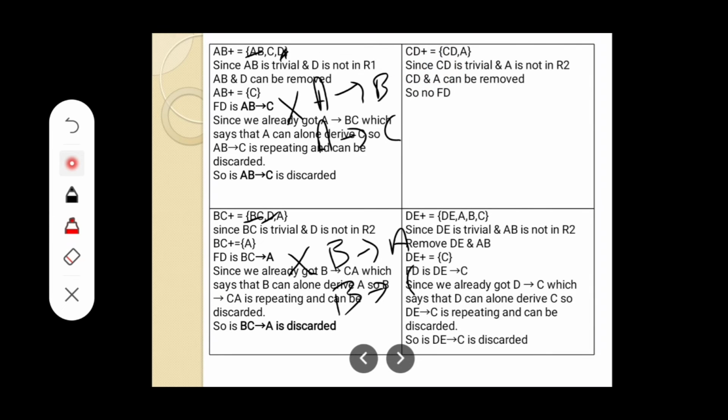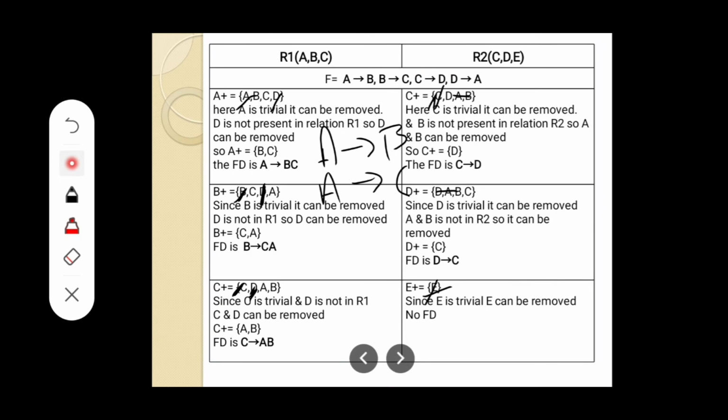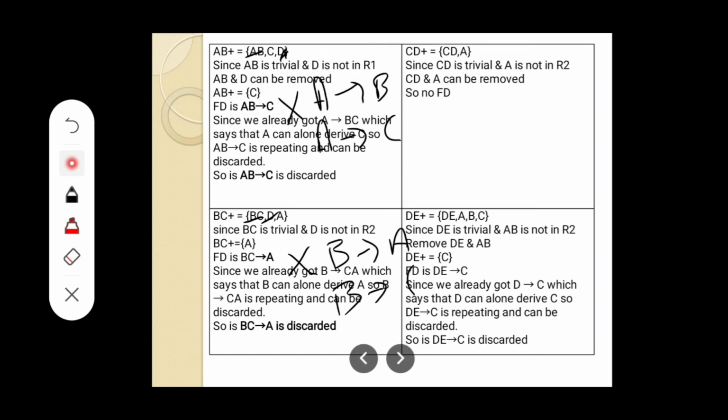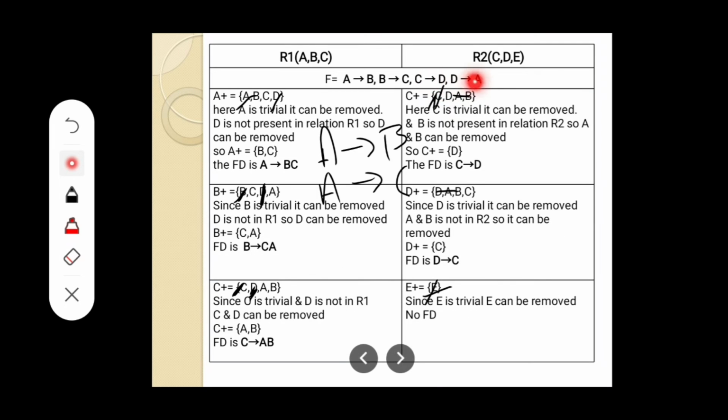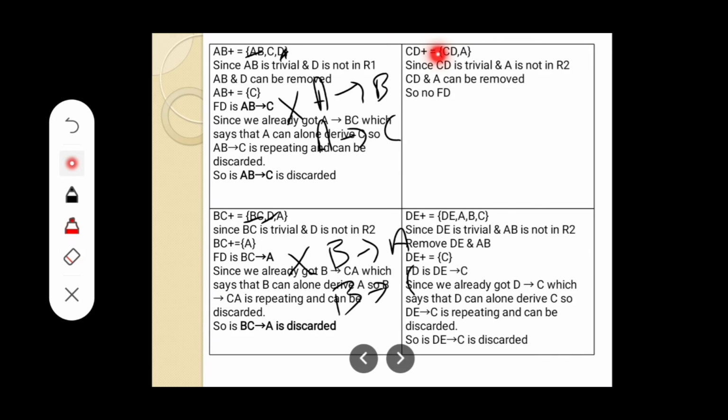CD closure. What is CD closure? CD closure, the answer is CDA. Why? How did we get CDA? CD closure, the first value is CD. Is anything starting with C here? Yes, D is starting, so D is repeating, so we don't have to write. Is anything starting with D here? Yes, D determine A, so A can be written here. So CDA is the answer.